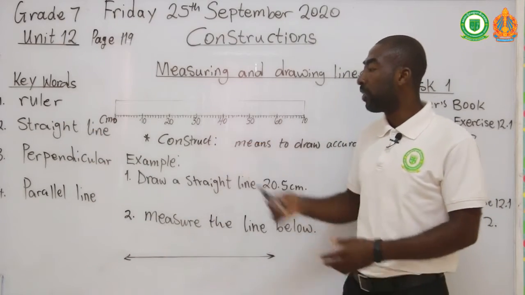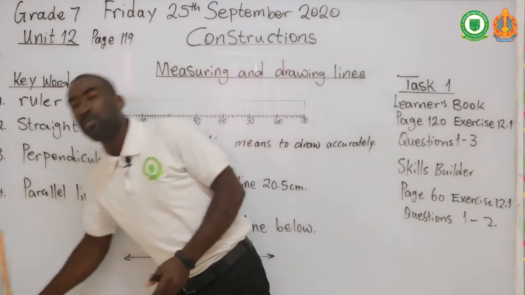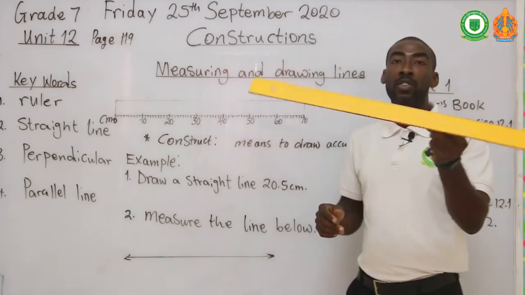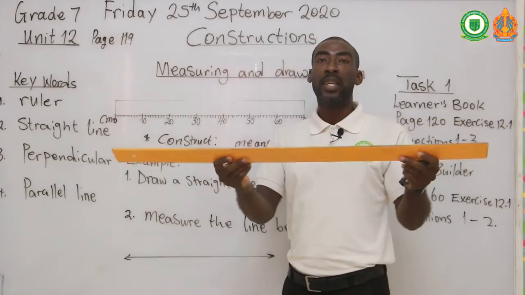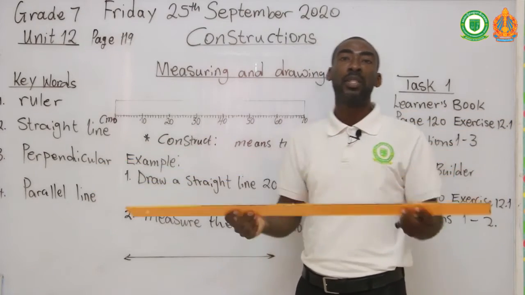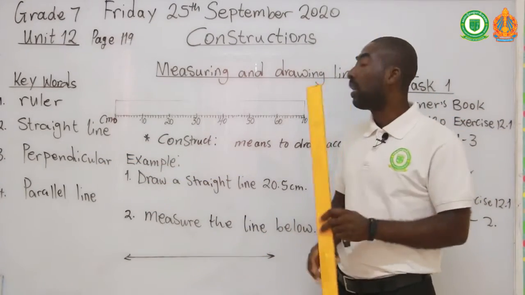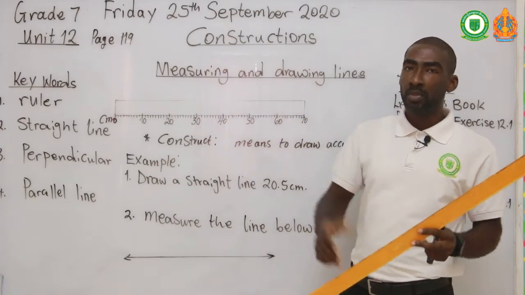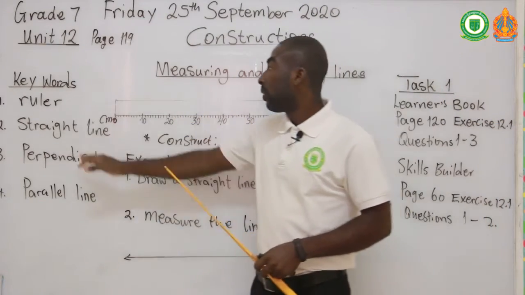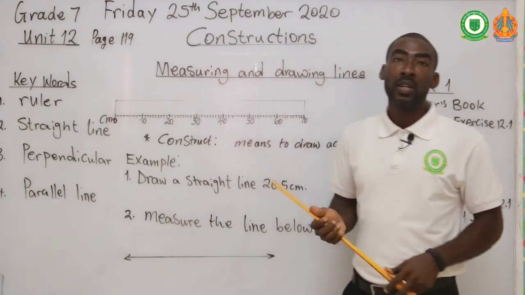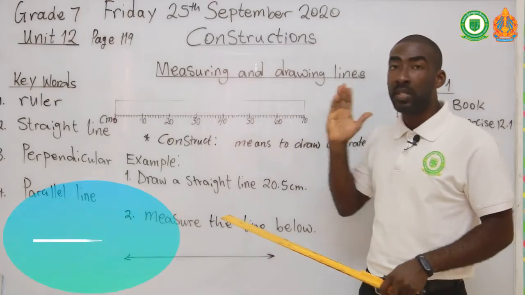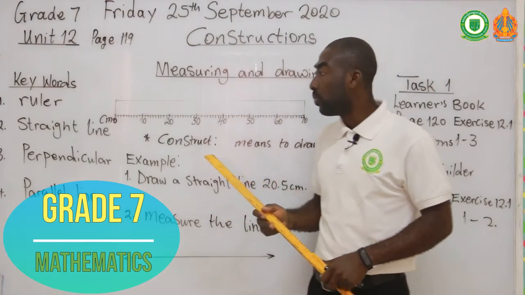So this is a drawing of a ruler, and almost everybody knows that this is a ruler, okay? You can also call this a straight edge, okay? So when you hear a straight edge, it means a ruler, or a straight bar that is used to draw straight lines. So a straight line is a line that does not have any curve. It doesn't have any bends on it. That means it goes straight and smooth.